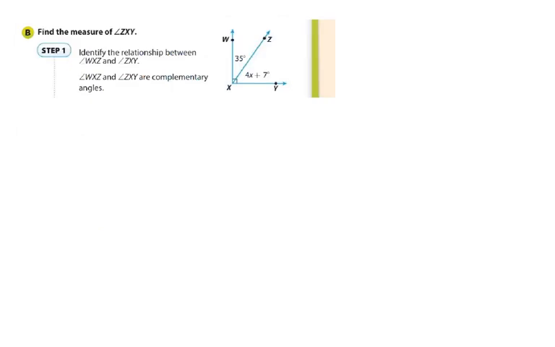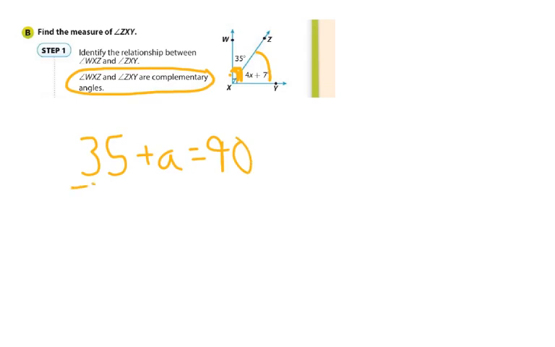So this one's very similar. The only difference is now we're looking at complementary. The text highlights that for us. Notice that these are complementary angles. The dead giveaway is this little box right here. When they have that, that means it's 90 degrees. Again, they want us to find the measure of angle ZXY. They don't want us to solve for x. So if we just need to find this angle measure, all we have to do is go 35 plus A is equal to 90. Subtract 35 from both sides, and A equals 55.